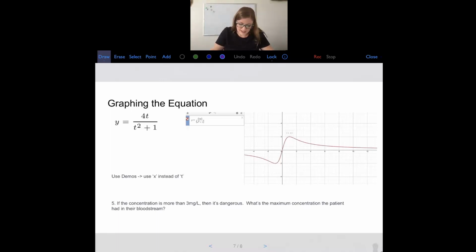But number 5, if the concentration is more than 3 milligrams per liter, then it's dangerous. What is the maximum concentration the patient had in their bloodstream? So the maximum is the highest Y value in the graph, okay, or you can think of it as a peak. So we have a peak right here. It occurs at 1, 2. Remember our X variable or our independent variable is time. So this is 1 hour, and the 2 is our concentration. So the maximum that a patient will have in their bloodstream would be 2 milligrams per liter, so not in the danger zone. Okay, so that's what the maximum is there.